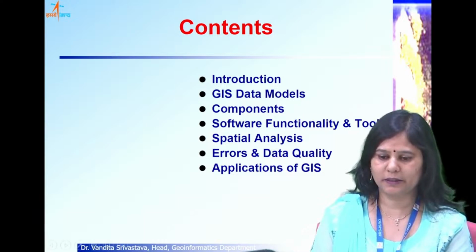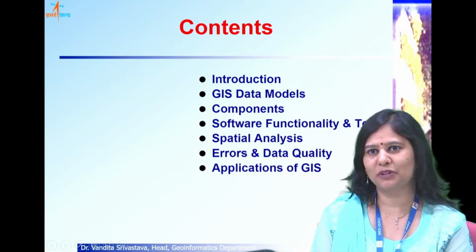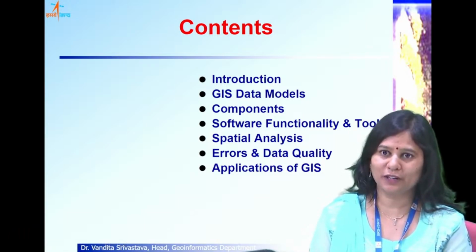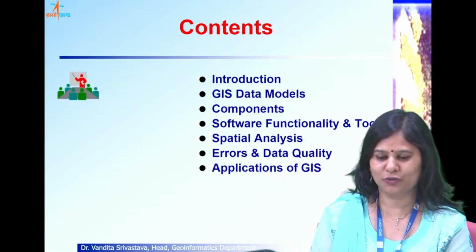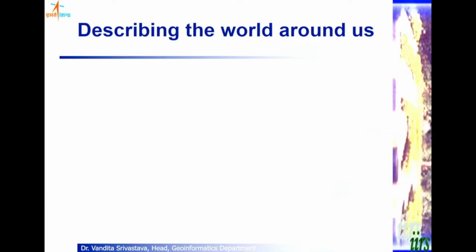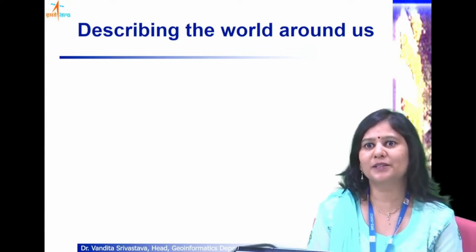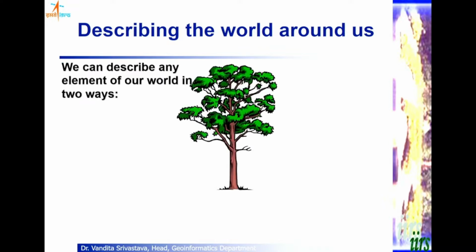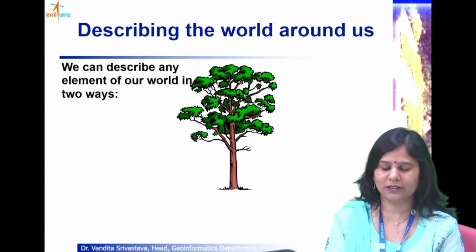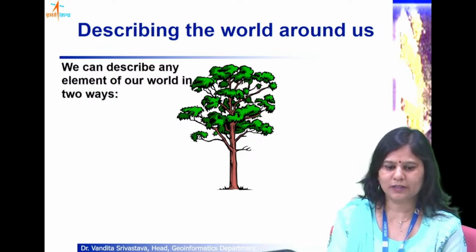So let us begin the lecture by talking about the very basic thing, that is geographic information, because that is the basis of the entire domain of geoinformatics. So when we talk about how we describe our world, any object on this geographic earth, or any planet for that matter, we actually talk about two kinds of information. For example, if I say this is a tree, this tree must be existing somewhere on the earth surface. So how do we describe this?